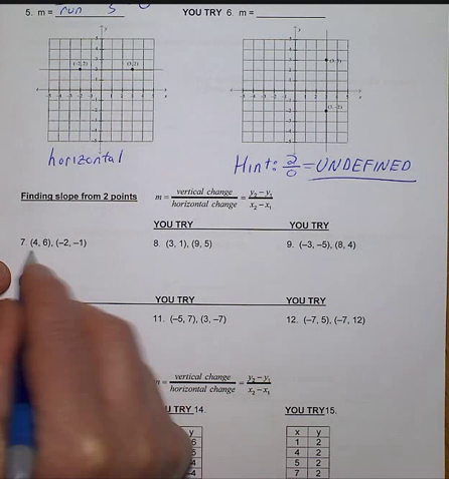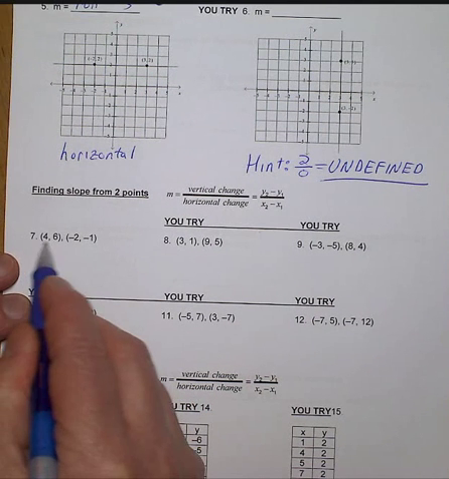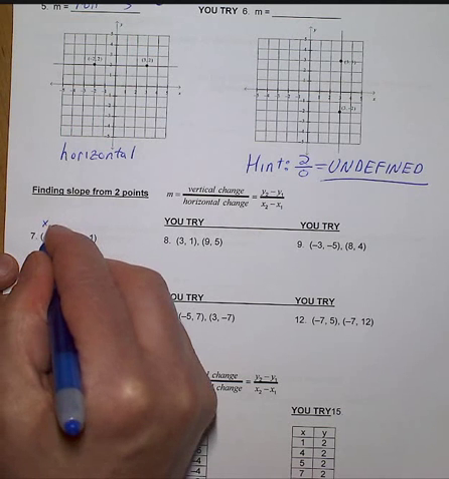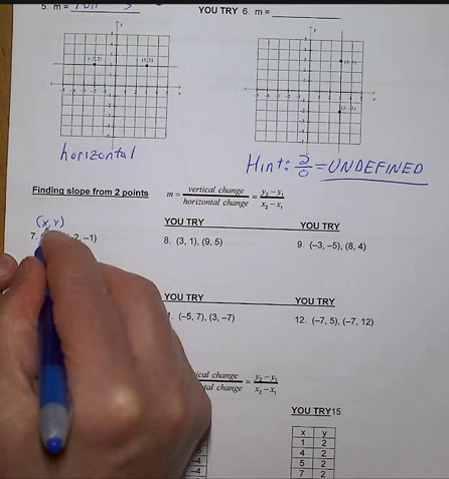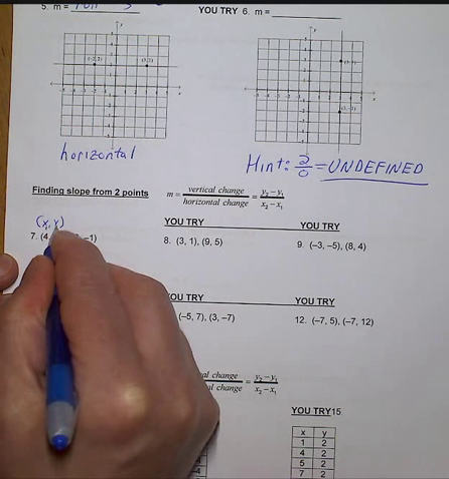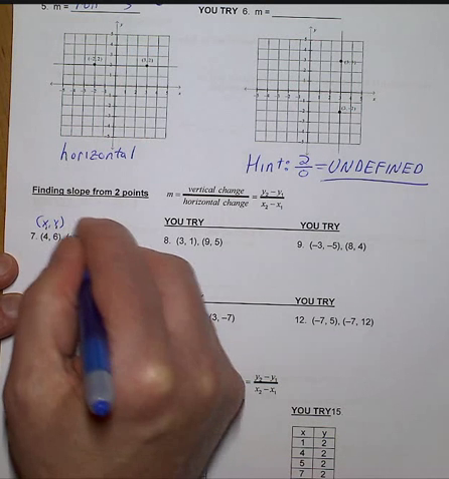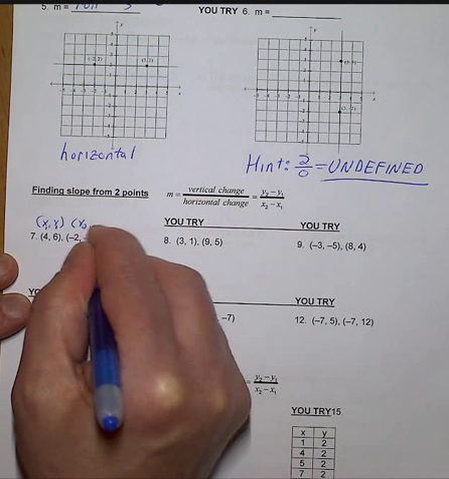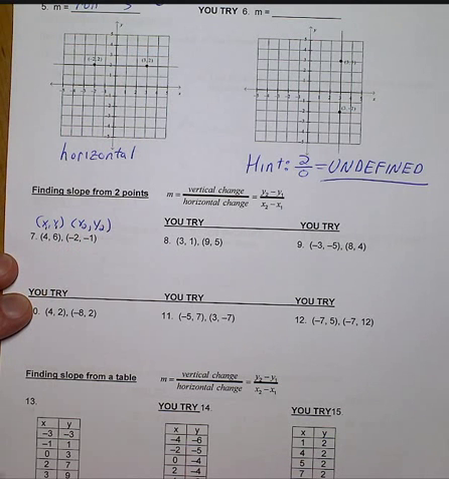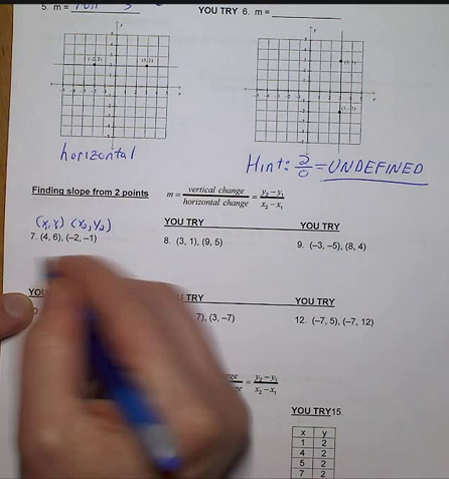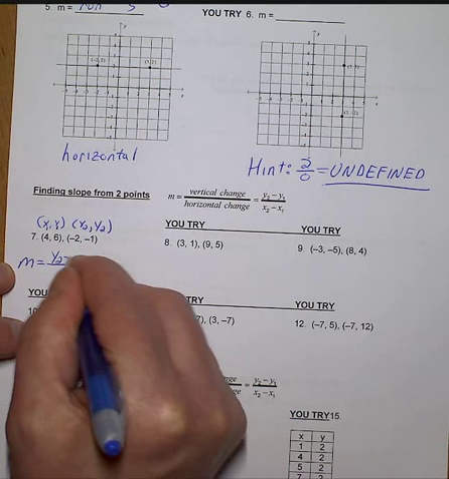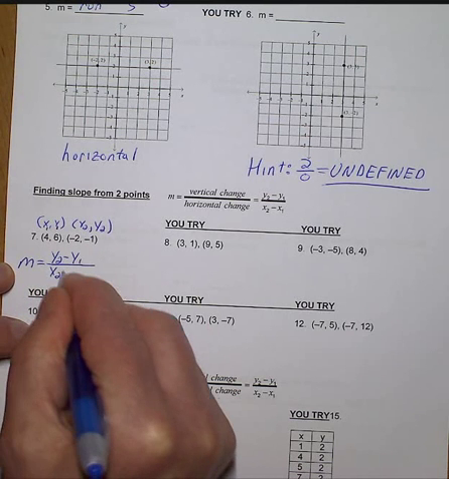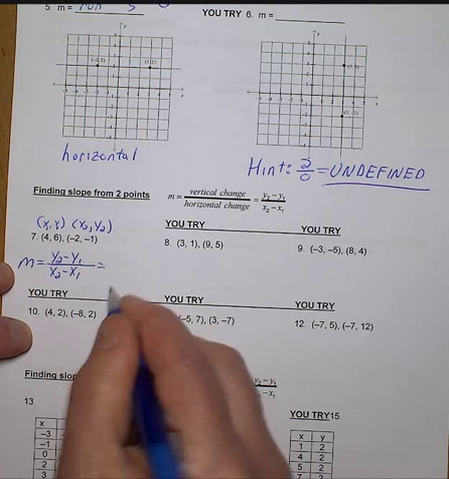So, I have these 2 ordered pairs on number 7. This is an x and a y. Well, I'm going to call this one x1, and that's y1. This ordered pair, I'll say it's x2, comma, y2. Okay? So my slope, m, equals, I'm going to write it out, y2 minus y1 over x2 minus x1. Write it out a couple times and you'll remember it.